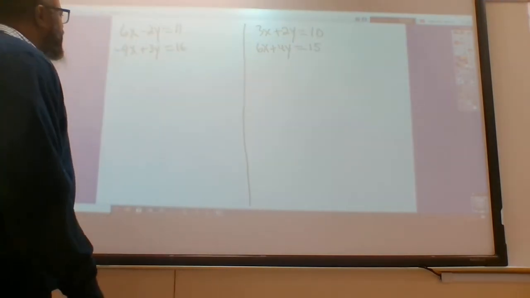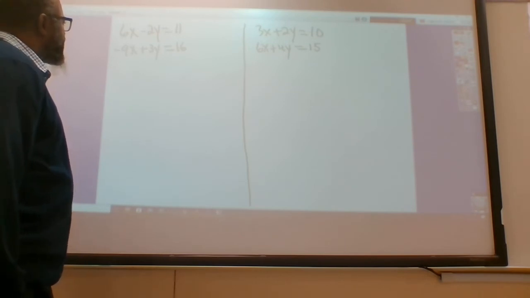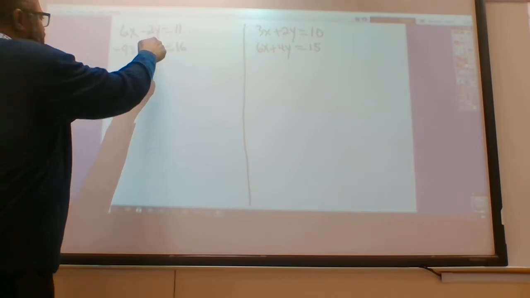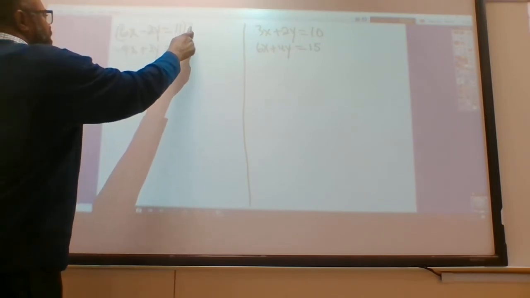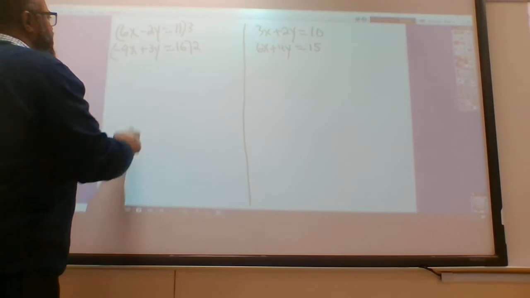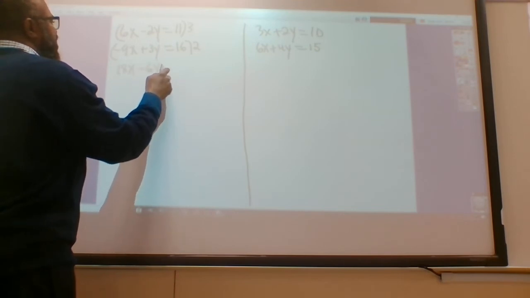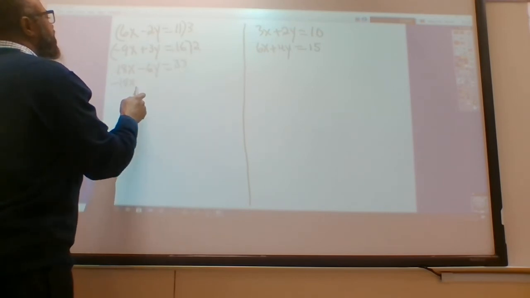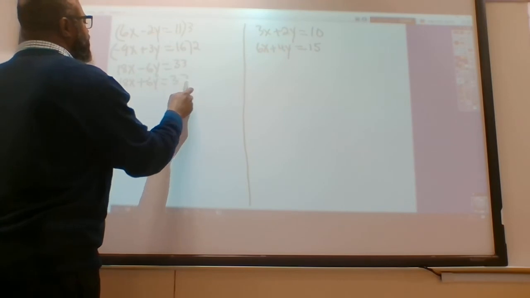Resume. I am solving this case. The x does not cancel each other out automatically. The y does not cancel each other out automatically. So I can say I have a negative 2, positive 3, different sign. So if I multiply this by 3, it will give me negative 6y. If I multiply this by 2, it will give me positive 6y. It will cancel out. So I'll end up with 18x minus 6y is equal to 33. When I distribute the 2, that will give me minus 18x plus 6y is equal to 32.